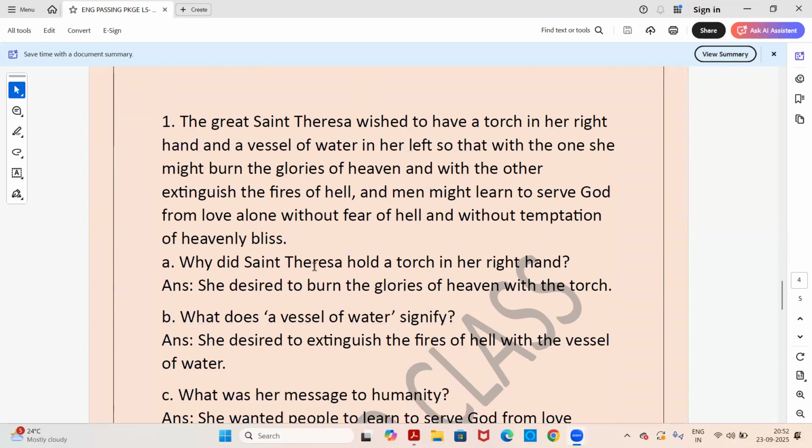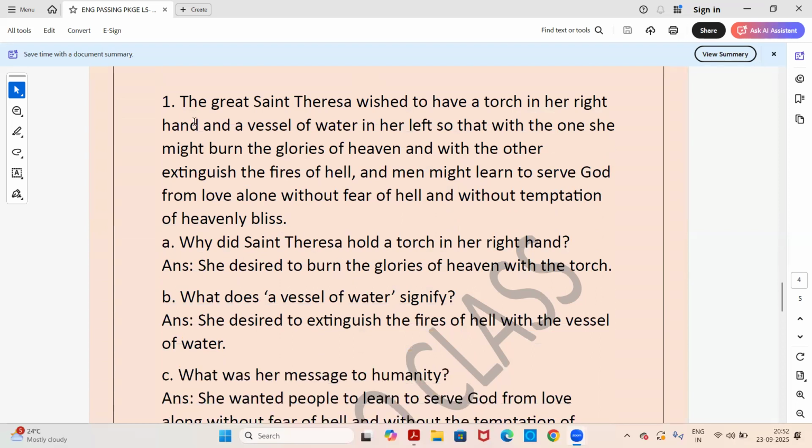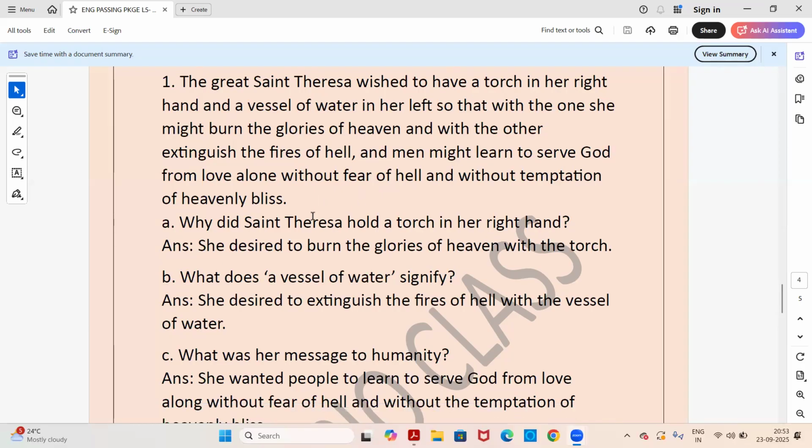So first one, the extract given here, let's read that. The great Saint Teresa wished to have a torch in her right hand and a vessel of water in her left, so that with the one she might burn the glories of heaven, and with the other extinguish the fires of hell. And men might learn to serve God from love alone, without fear of hell and without temptation of heavenly bliss. So, this is the extract from the chapter.